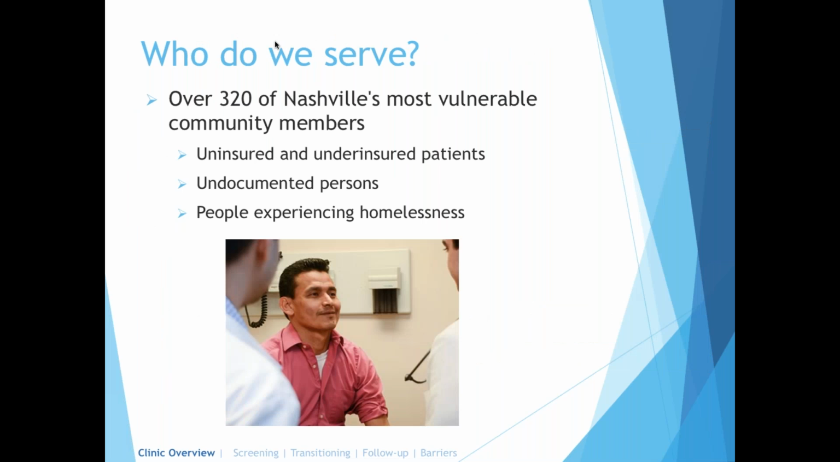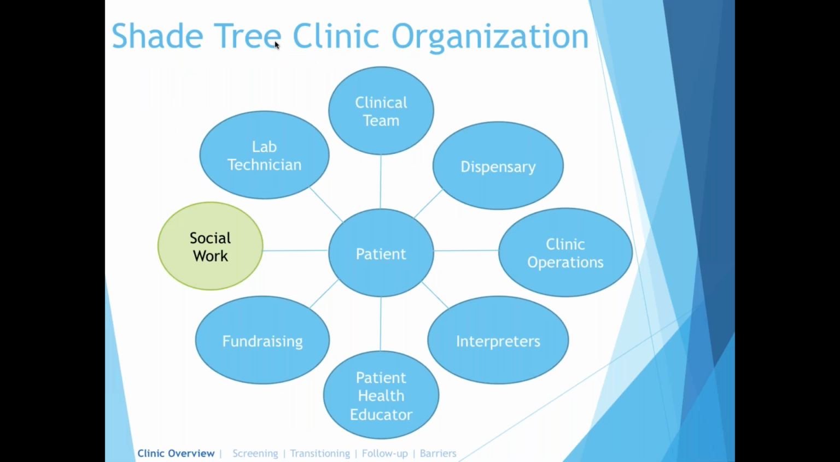Shade Tree Clinic serves more than 320 of Nashville's most vulnerable community members. This includes patients who are uninsured or underinsured, patients who may be undocumented, as well as those who may be experiencing homelessness. Just under half of our patients are Spanish-speaking, and most are minorities. Our patients have a lot of medical and social complexity on average, having 7 problems on their problems list, and take an average of 7 medications.